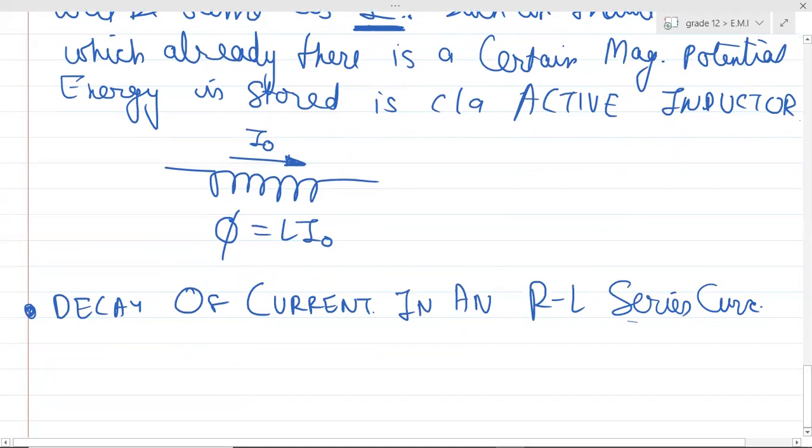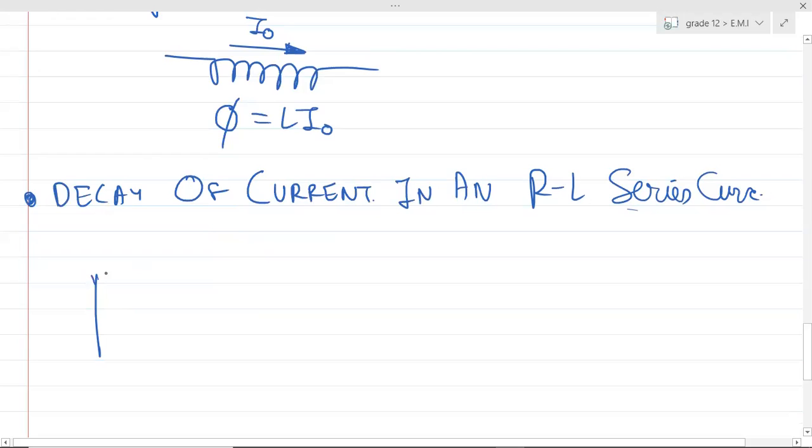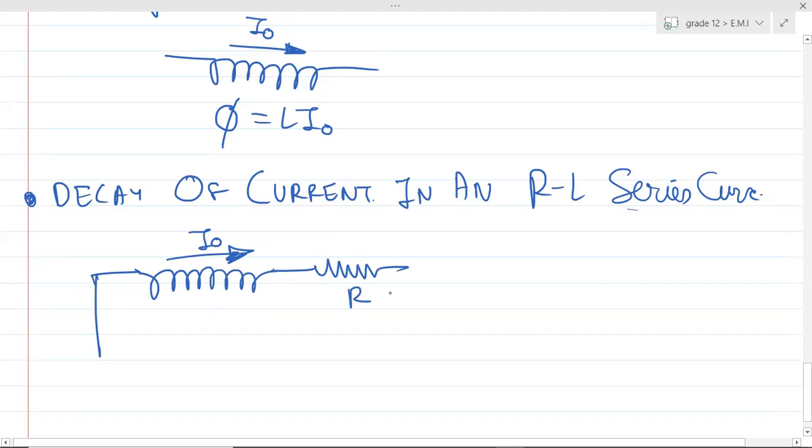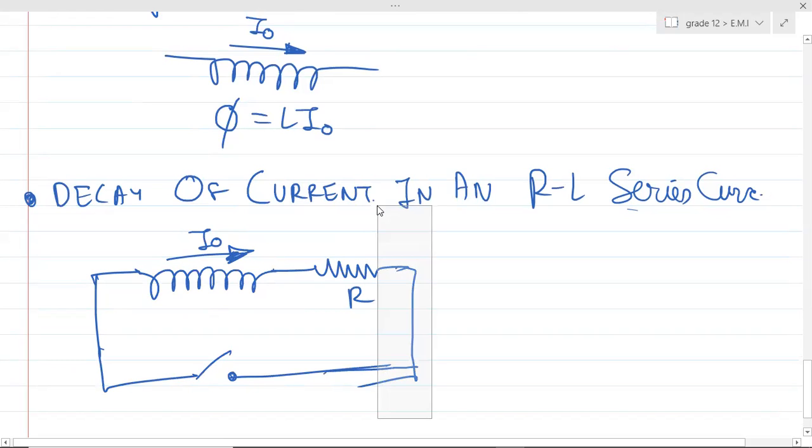So suppose, guys, what exactly is the case? Let's say I have an active inductor in which the current initially is I naught, and I have given the direction as well, okay? And I have connected it to a resistor R, and let's say I have connected it directly to a switch. No battery involved, nothing involved. Can you see any battery involved in this case? This is the scenario at t equals 0.